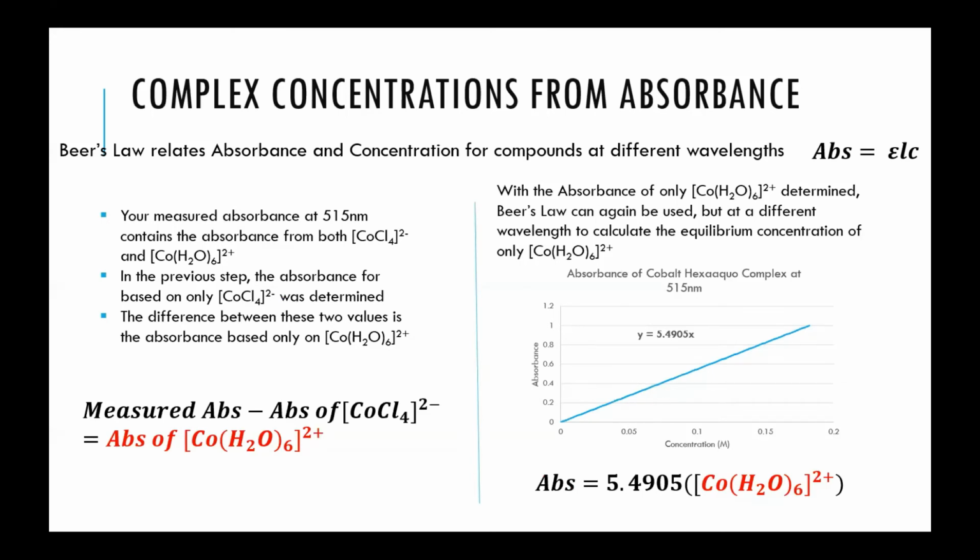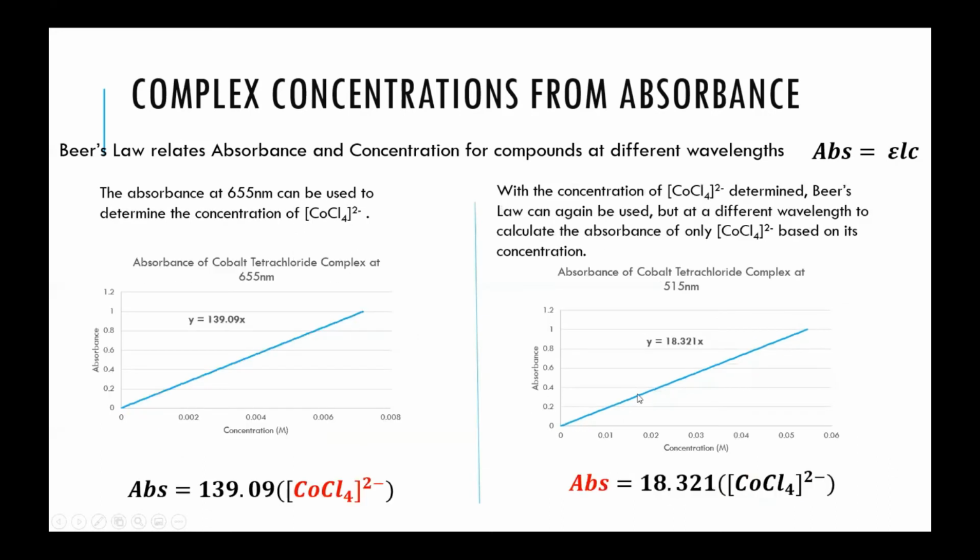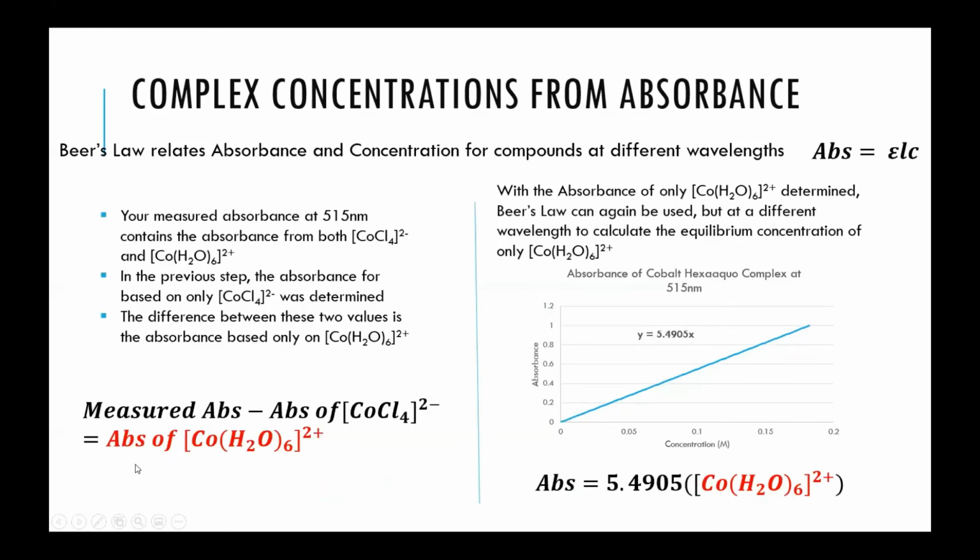Again, this measured absorbance at 515 is a combination of both absorbances from the two different compounds. There's signal overlap. They're stacked on top of each other. So you'll then subtract your measured value from this calculated value to obtain the absorbance of just this cobalt water complex.